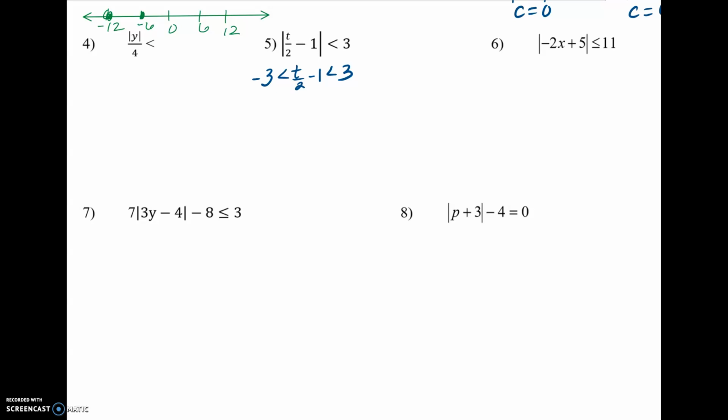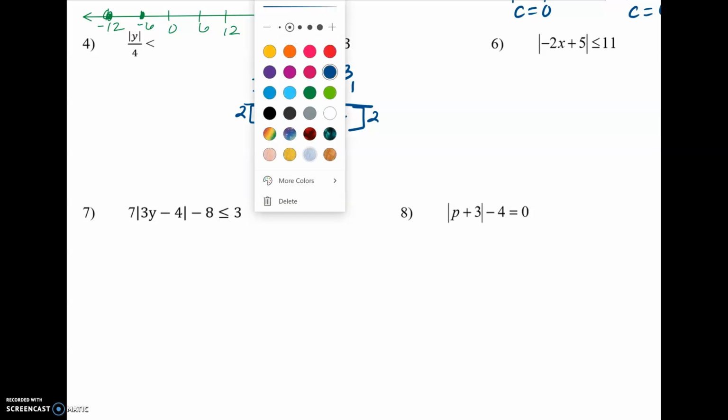What do I want to do first? I want to isolate t as much as possible. So I'm going to add 1 to itself, to negative 3 and positive 3. I get negative 2 is less than t over 2, which is less than 4. Now I want to get rid of that 2, that denominator. I'm going to multiply everything by 2. 2 times negative 2 is negative 4. 2 times t over 2 is 2t over 2, which is t, and 2 times 4 is 8. So I get negative 4 is less than t, which is less than 8.